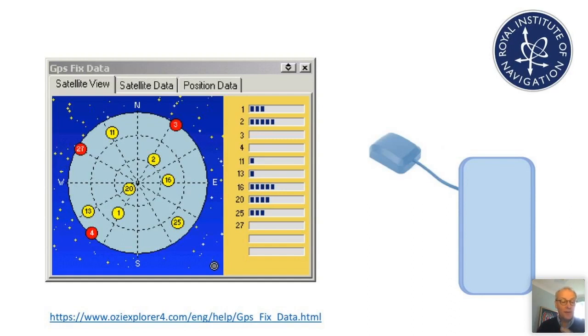So this is a big topic. Going into detail on that is outside the scope here, but just take that away. So you've got 7 satellites to 10 satellites from each of the 4 constellations.